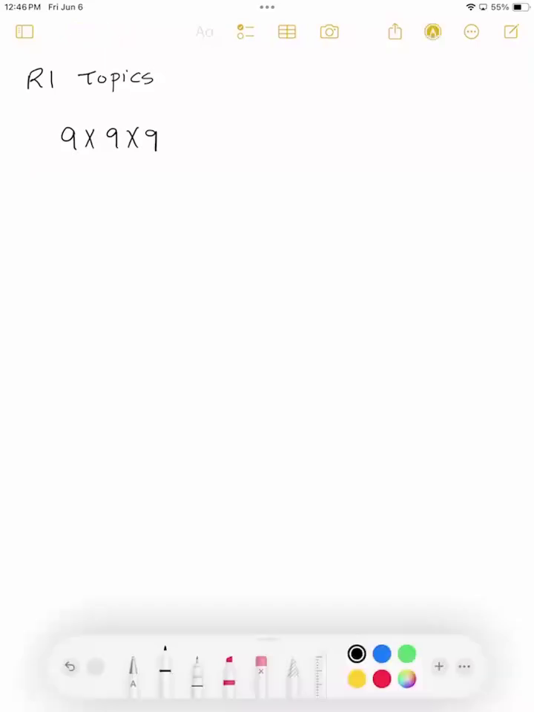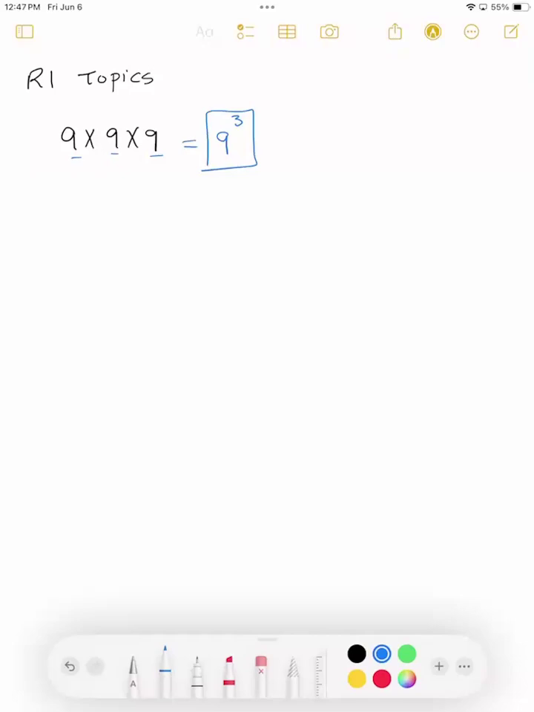So I want to go over the Math 114 and Math 214, the R1 topics. One of the questions that you're going to get is to rewrite, for instance, 9 times 9 times 9. They want you to rewrite it in exponential form. So how do you write this in exponential form? You have 3 nines being multiplied by each other. So you write your answer as 9 to the power 3, and that is what you have to enter.